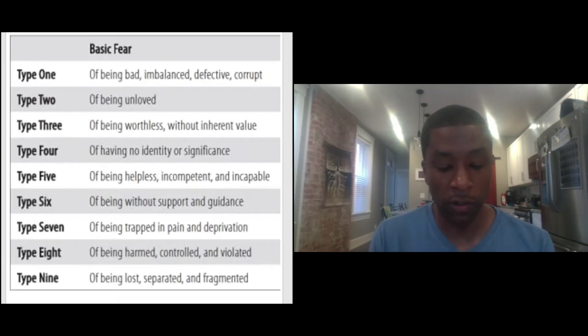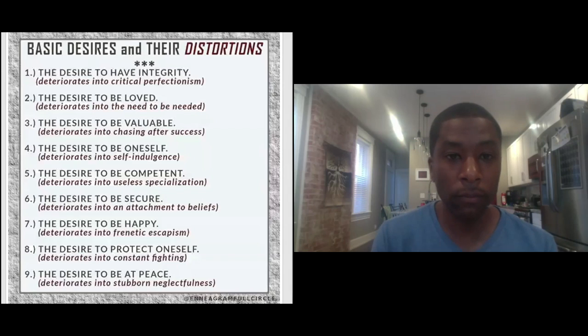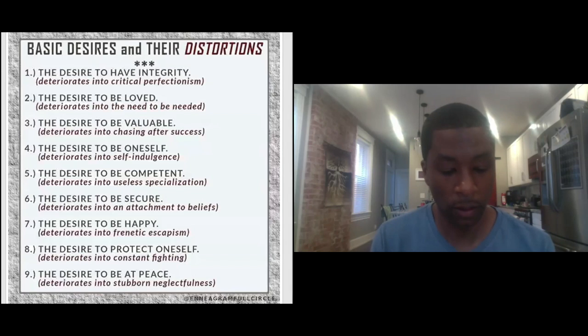In order to compensate for one's basic fear, a basic desire arises for each type. Next slide, please. One's desire is what we pursue in order to make ourselves feel at peace and happy in the world. The problem is that we tend to pursue our desires in destructive ways that undermine our success in achieving our goal. This is what is meant by the distortions listed on the slide.